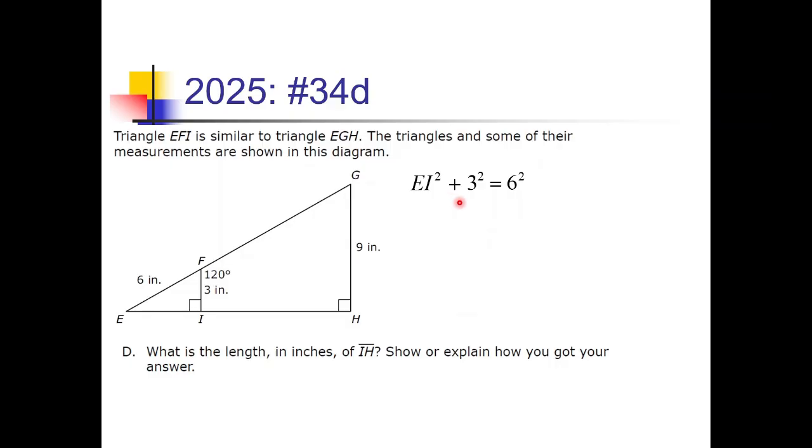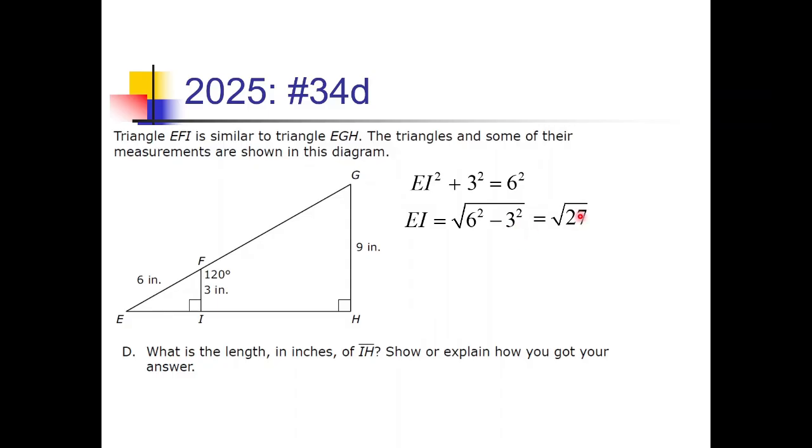So that means that if I subtract the 3 squared and square root everything, I'm going to get EI equaling the square root of 6 squared minus 3 squared. Now I could do this on a calculator and get a decimal, but I don't really need that level of rounding off. So I'm just going to simplify this a little bit. So this is 36 minus 9, which is going to give me, let's see, that's 27, right? Yep. So square root of 27.